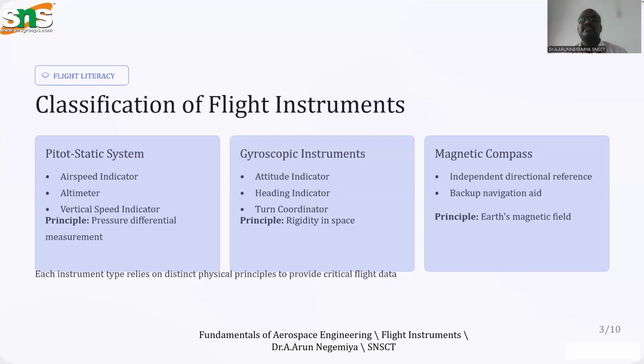And the next one is the gyroscopic instruments. They are classified as the attitude indicator, turn coordinator, and heading indicator. All these indicators are used to measure rigidity in space. And the magnetic compass mostly shows the directional control, whether the aircraft is turned right or not, north or south, east or west.